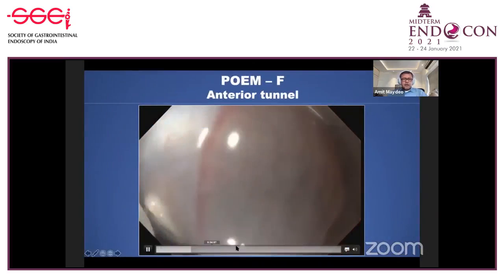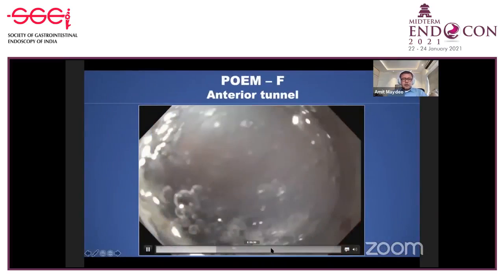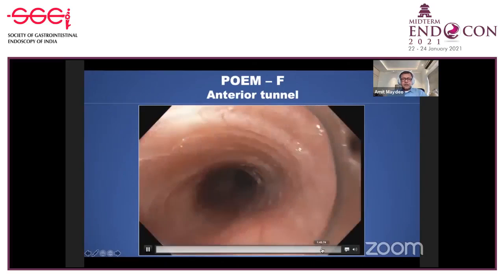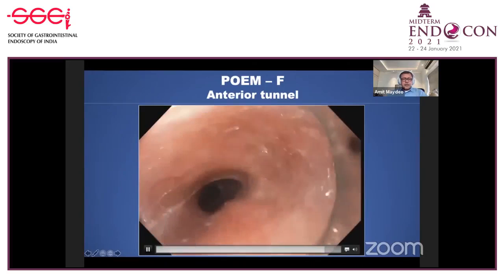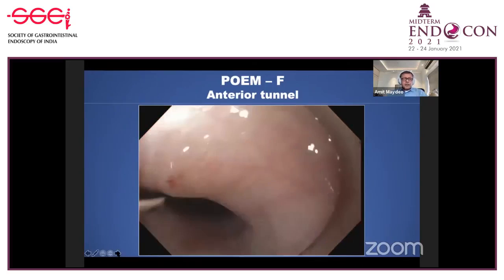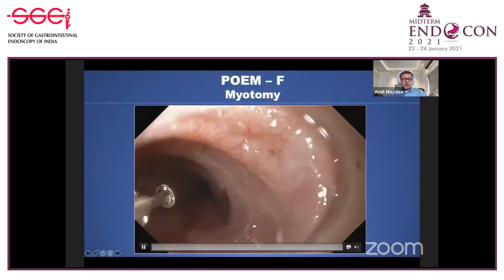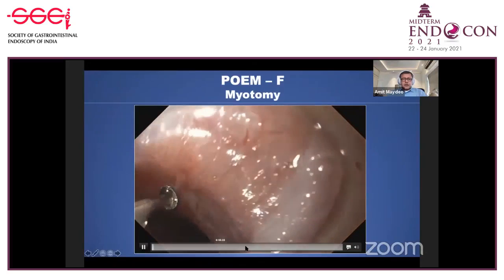Just to tell you how this procedure is done technically, this is how we are performing the anterior tunnel now. We are going somewhere at 11 o'clock or 12 o'clock position. The patient is in a supine, left lateral position. You see here, the tunneling is complete. And once the anterior tunnel is completed, the second step now is to do the full thickness myotomy. So this is how we do the full thickness myotomy.